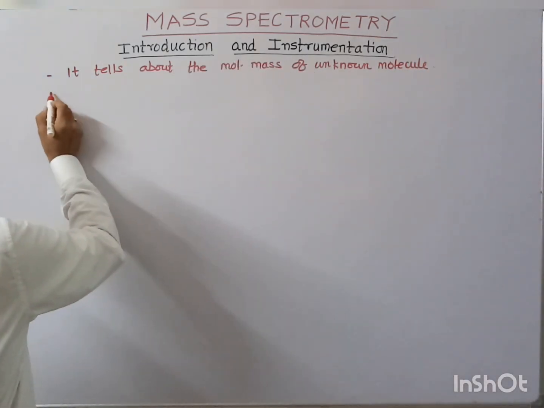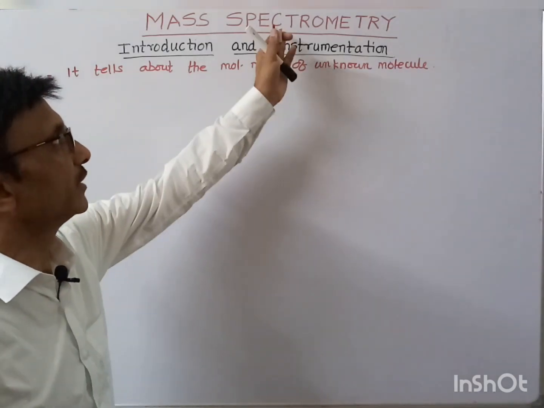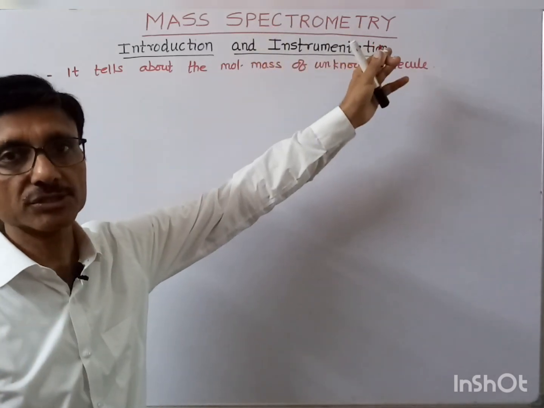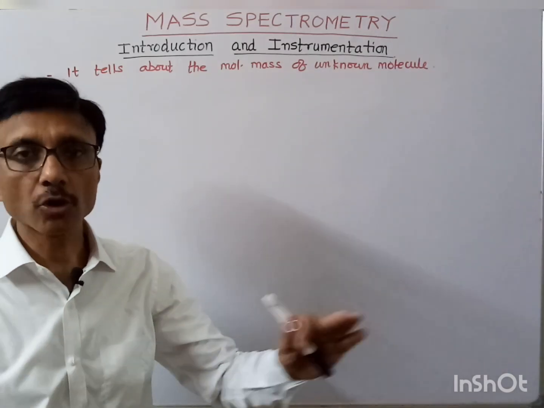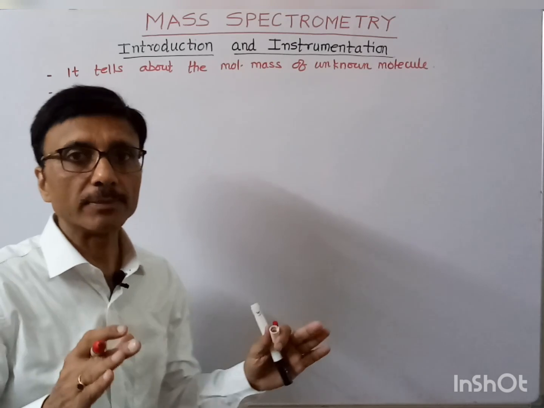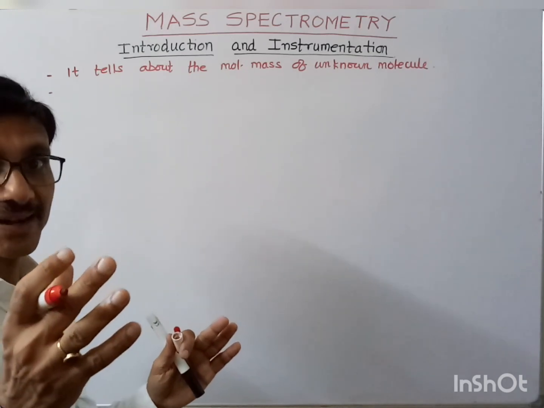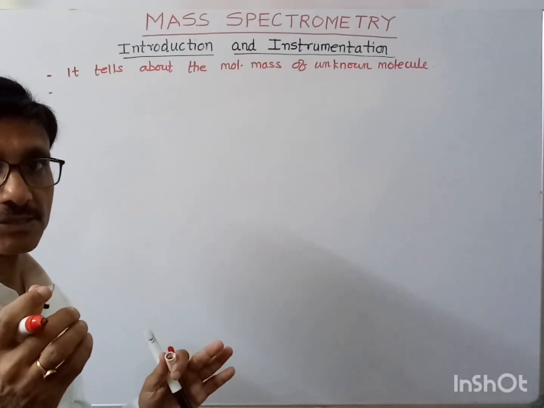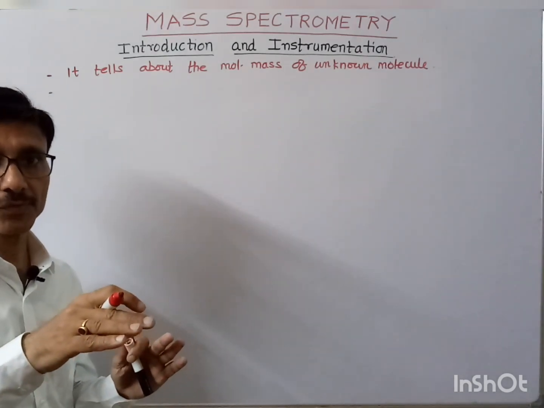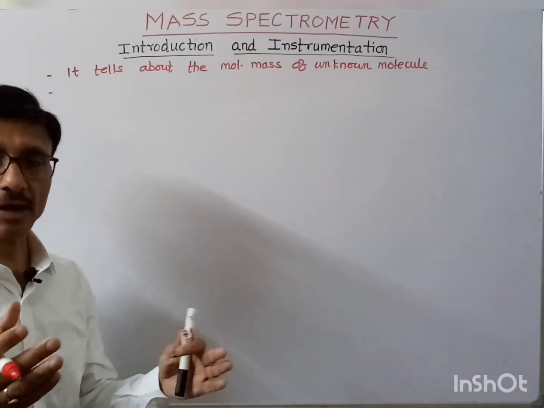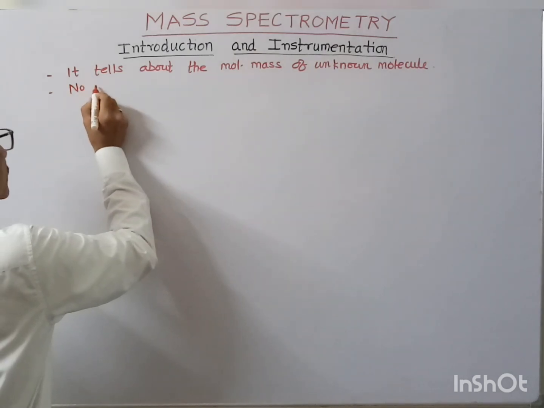Another thing is that here it differs from the other spectroscopic techniques. Here I have written mass spectrometry instead of spectroscopy, because in other spectroscopic techniques there is absorption of radiation. Here there is no absorption of electromagnetic radiation. Instead, a beam of electrons is bombarded on the molecule, and then we study it and it gives the information. So no absorption of radiation takes place in this technique.